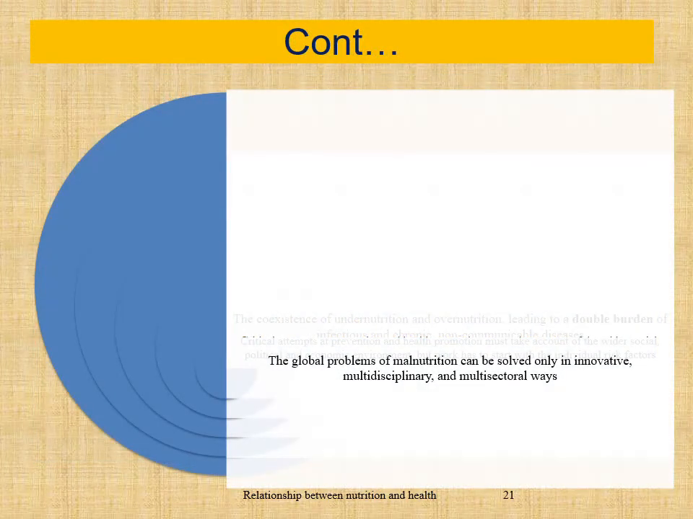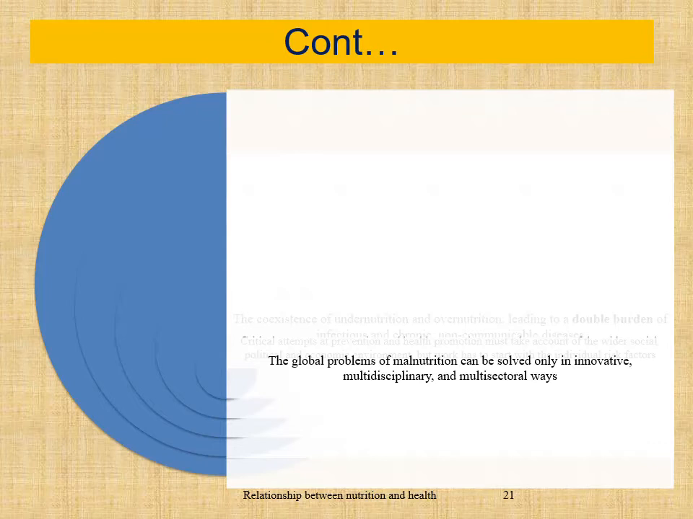Figures on the prevalence of both undernutrition and overnutrition show that millions of people do not have enough to eat, while the millions who eat too much suffer from the consequences of obesity. A combination of undernutrition and overnutrition in the same communities, in a single household, and even in the same individual is often reported. Examples are obese mothers with undernourished children and obese women with certain micronutrient deficiencies. The coexistence of undernutrition and overnutrition leads to a double burden of infectious and chronic non-communicable diseases.